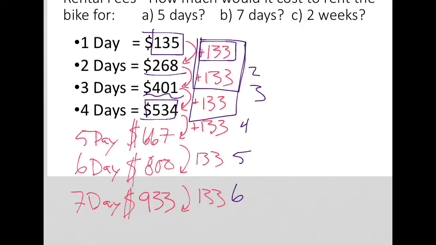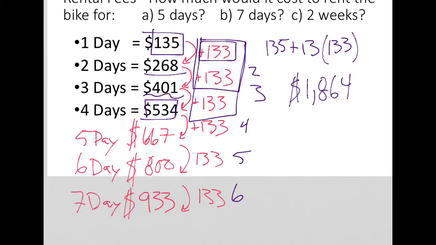So my guess would be for 14 days, 2 weeks, I'm going to have to add it 13 times. I will be adding 13 $133s to get from day 1 to day 14, which is 2 weeks. And so if I use this model right here, I can take 135 plus 13 times 133 to determine that it will cost me $1,864 to rent this motorcycle for 2 weeks, which is like crazy absurd.